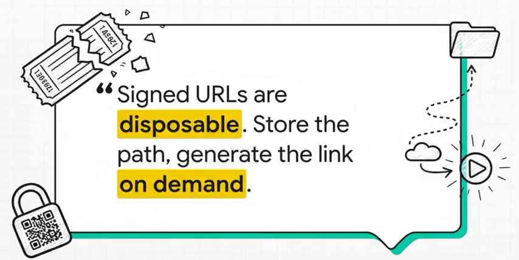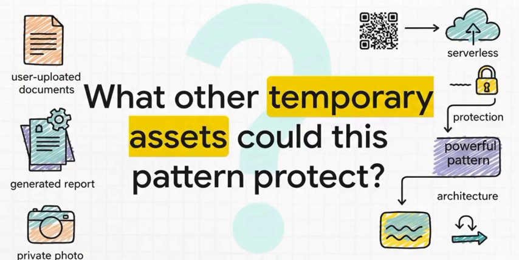So, if you take just one thing away from this whole explainer, please let it be this. Signed URLs are disposable. Think of them like a movie ticket. They're good for one-time, temporary access. Your permanent source of truth should always be the storage path. Store the path and generate the link only when you need it. And that's the blueprint. As you can see, this serverless architecture is incredibly powerful, and it goes way beyond just QR codes. So I'll leave you with this question to think about. What other assets in your own applications, things like user-uploaded documents, generated reports, private photos, could this exact same pattern help you manage and protect?